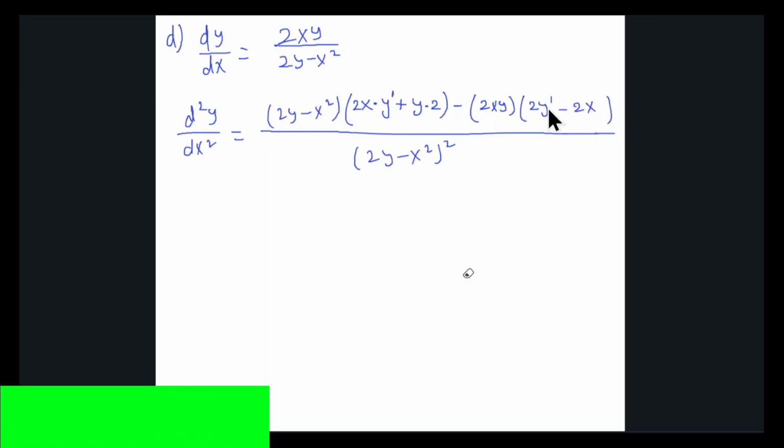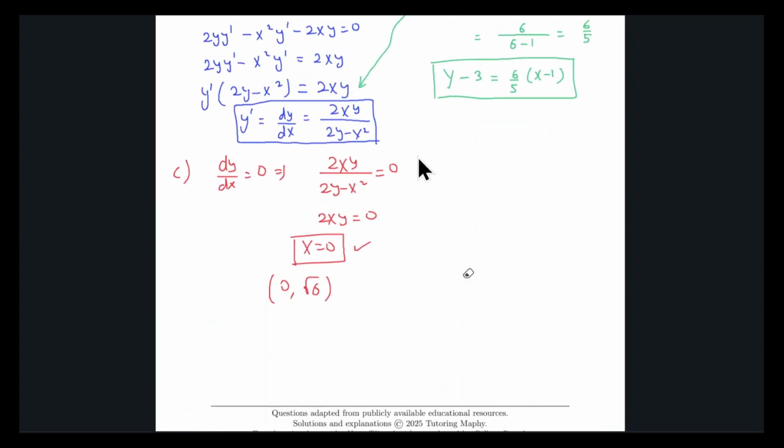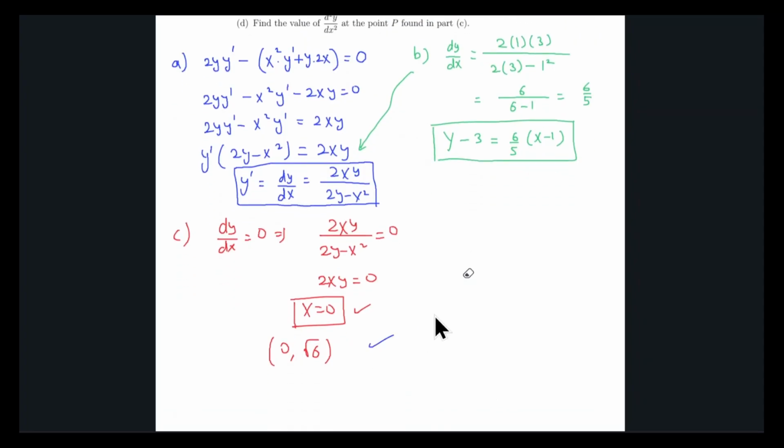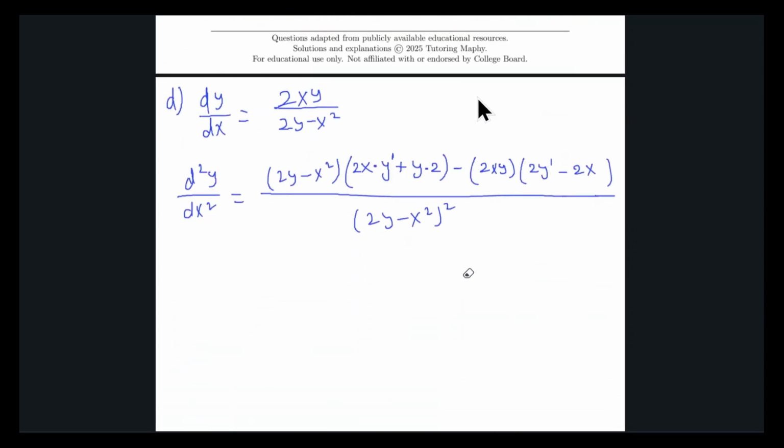Don't again make the mistake of simplifying the expression, because they need it at a particular point. The point is P and P is 0 comma root 6, right? So I just have to plug in x as 0, which is beautiful, and y as root 6, because if I put x as 0, then lots of things will just disappear. So let's put x as 0 first and see what we are left with.